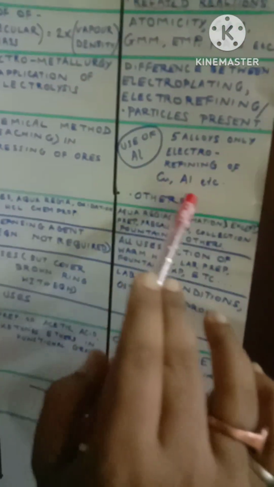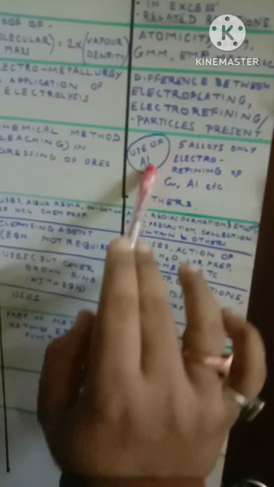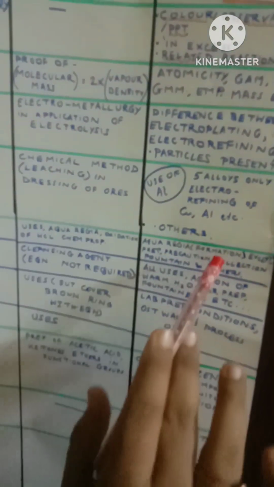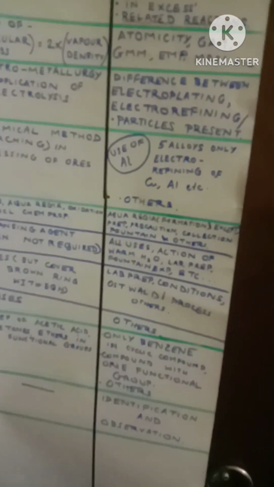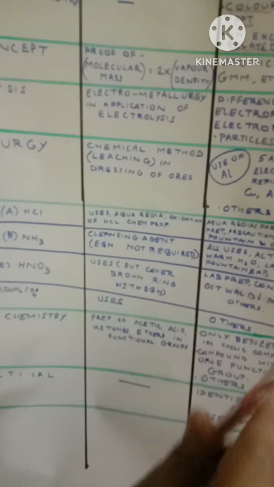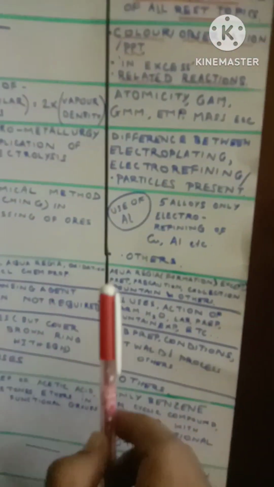Now electrorefining of these 2 elements is important. Again I repeat, leaving these things, these 2 are important. Then pulverization is there, roasting, calcination, all those things you should prepare as much as possible because they are some of the frequently asked questions. But these are the hot topics where you may get questions.